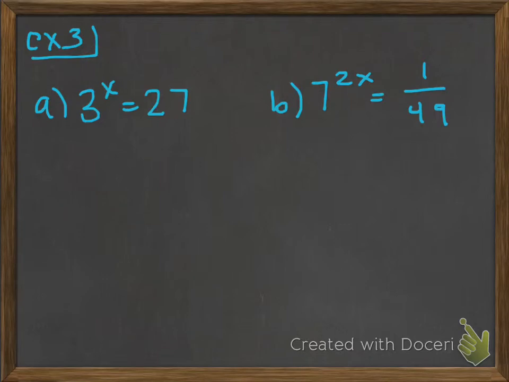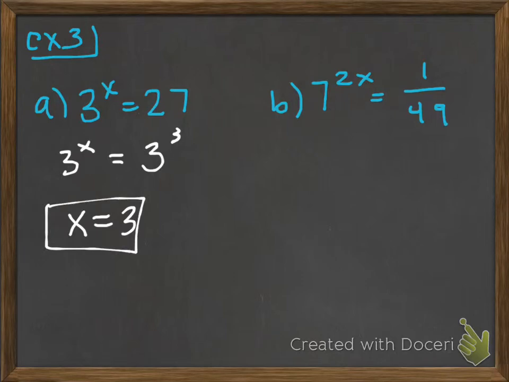So example 3, notice we don't have the same base on both sides, so I have a 3 and I have a 27. So using the skills that we just practiced, I know that I can rewrite 27 as 3 cubed. And now I have the same bases, so my exponent is x equals 3. The 3 is coming from this right here, so x equals 3.